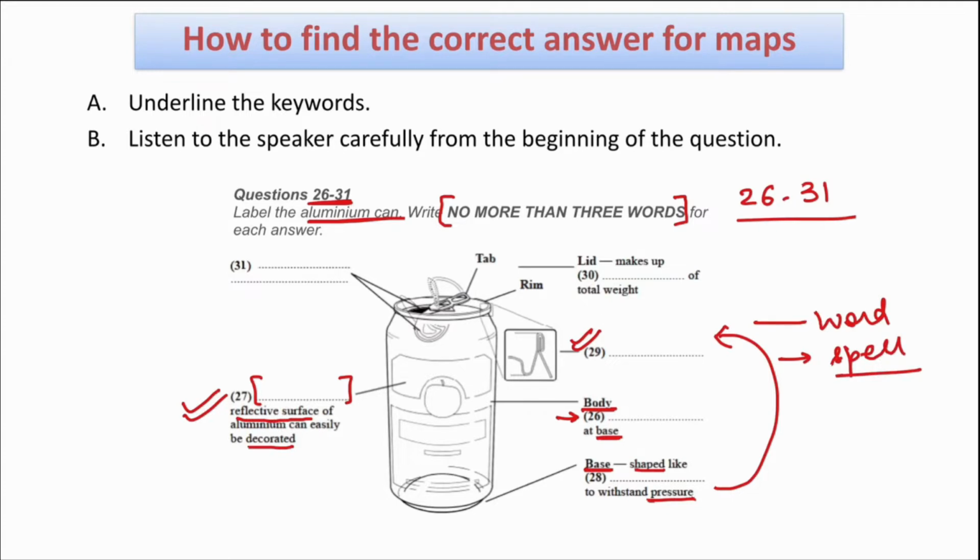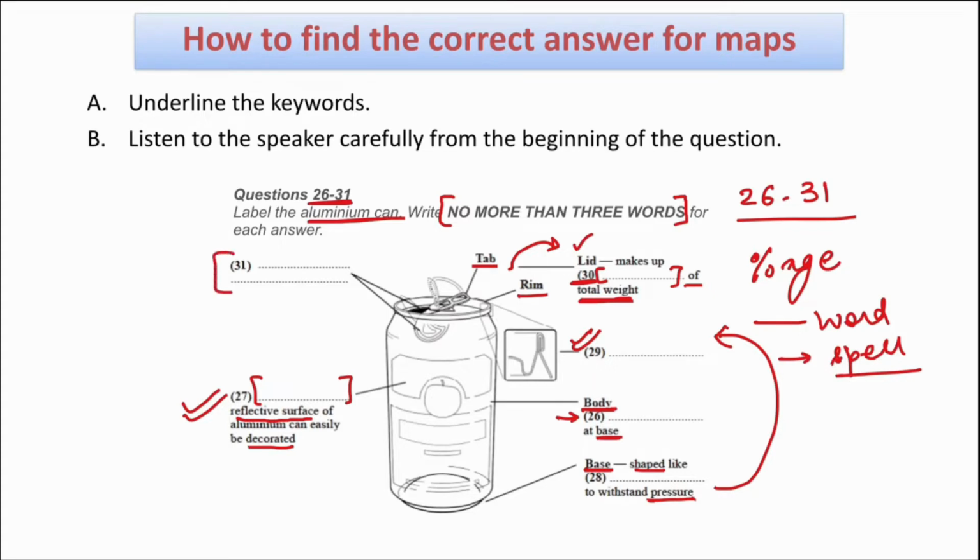Then comes the 30th question. Here you will mark the keyword lid. Here tab and rim will also be your keywords. When you listen to these two words, maybe the 30th question will be after that. And the next keyword will be total weight. So you need to mark the answer according to dash of total weight. We can make a prediction as well that it can be a percentage given, that lid makes up dash percent of total weight. It is a prediction. It can be any other answer as well.